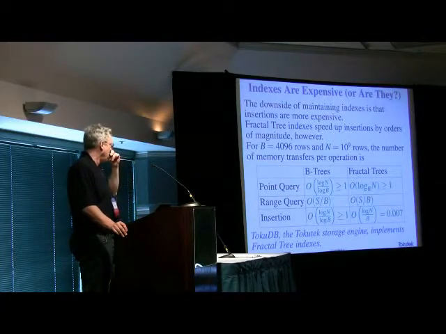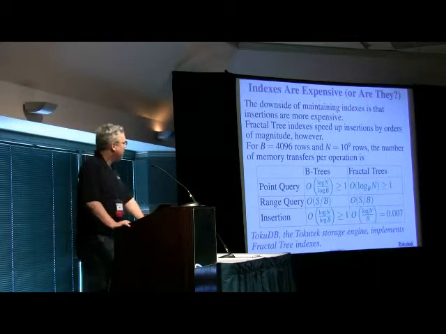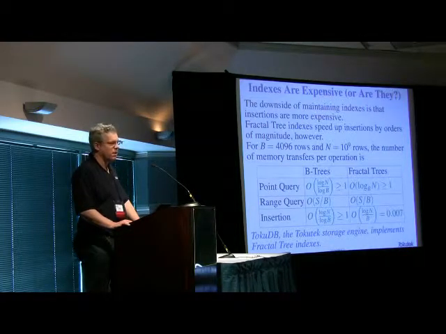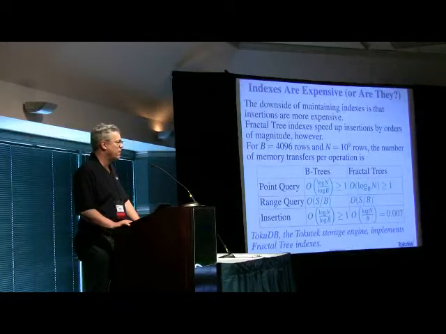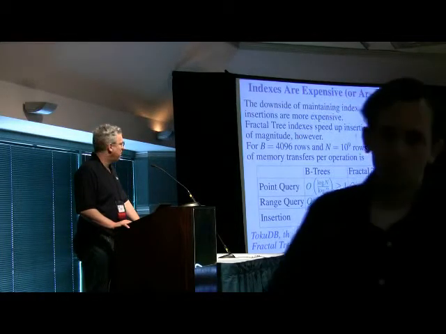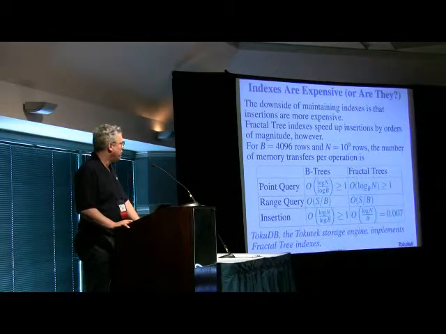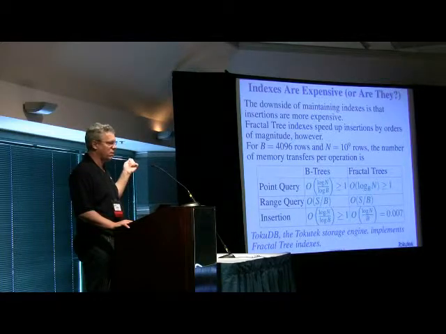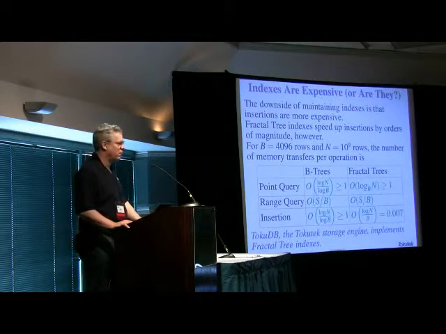Here we have an example where n, the number of rows, is 1 billion, and let's assume that the block size is 4,096 rows. The number of memory transfers per operation for a B-tree index, which can be thought of, for example, as InnoDB or MyISAM, is log of n divided by log of b. So log of n is 30 and log of b is 12, so that's something like 3, but it turns out that a bunch of stuff is in cache. What it comes down to is that if you do a point query with InnoDB, it's going to cost you at least 1 block transfer in most cases.